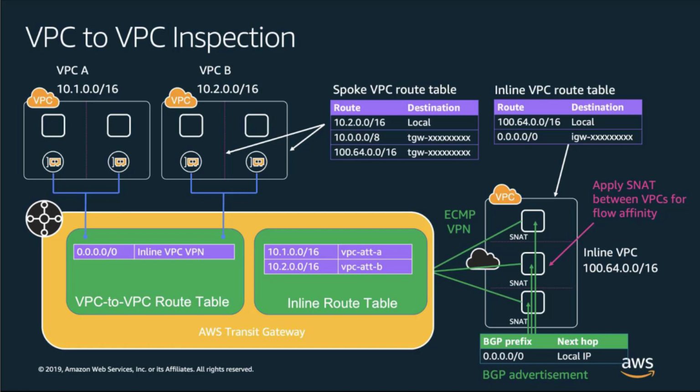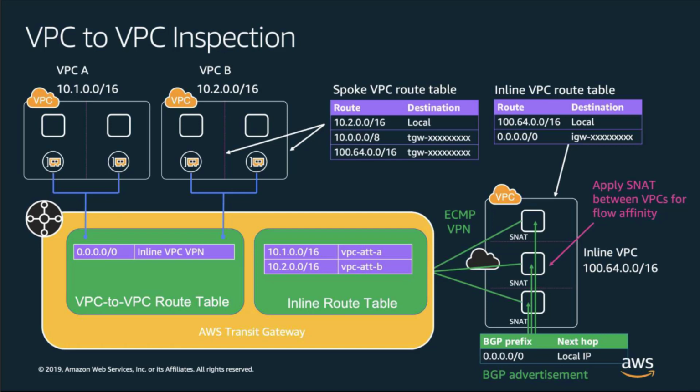But if that meets the application requirements, we can certainly ECMP and get multiple of those 1.25 gigabit a second connections and scale up as needed. Another important point here is we are doing source NAT between VPCs, and we're doing this for flow affinity. So we want to make sure that we have flow symmetry.